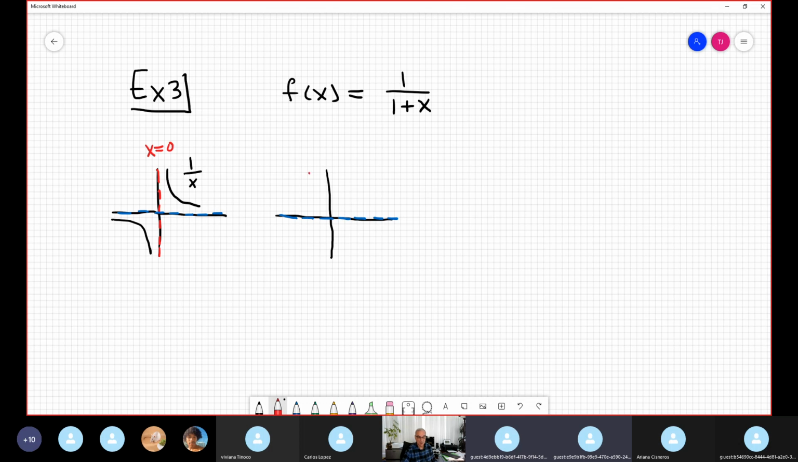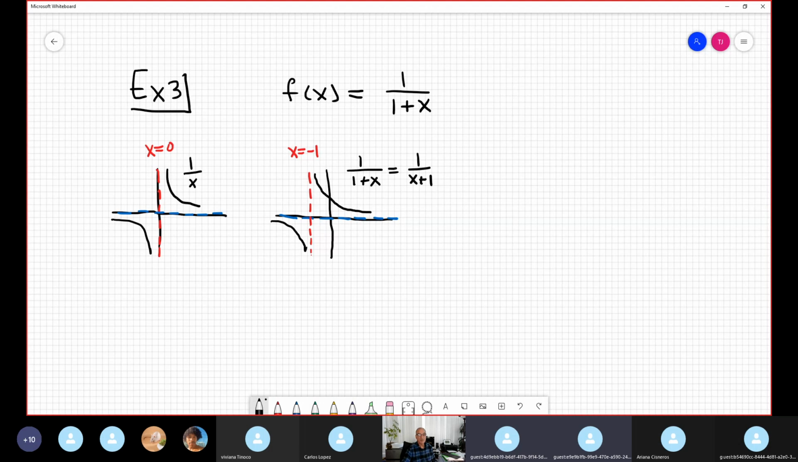By the way, that is the value that makes it undefined. X equal -1 plugging in here, -1 plus 1 is 0 in the denominator. Okay, now my graph looks like that. This is the graph of 1 over 1 plus x, or 1 over x plus 1. By the way, it's the same.